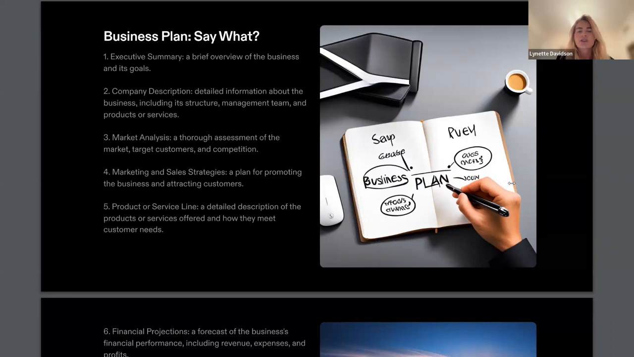This means you will describe the products or the services you're going to offer and how they will meet the customer needs. So to make it more simple, what problem is your company going to solve for the customer? What results will your company create? And why should the customer choose you instead of the competitor?